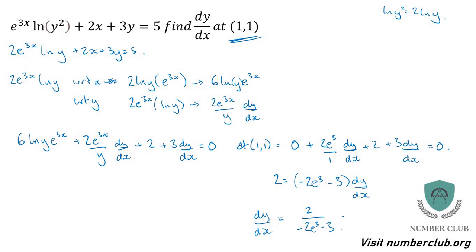minus 3. You might have made it look a little bit different. You might have had negative 2 over 2e cubed plus 3. Something like that is absolutely fine too.